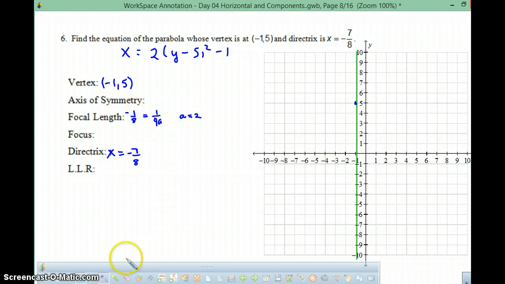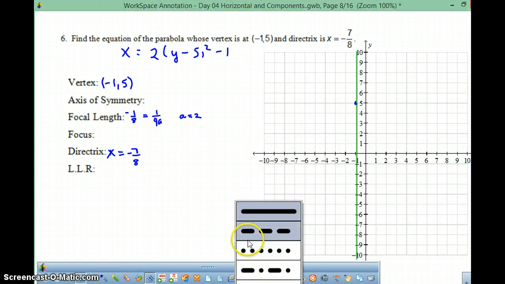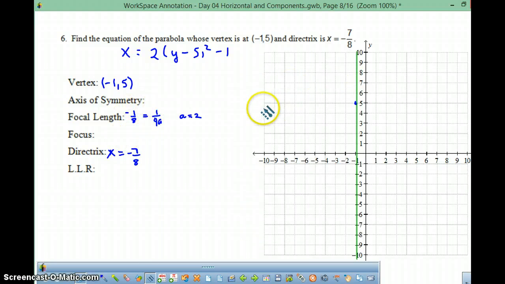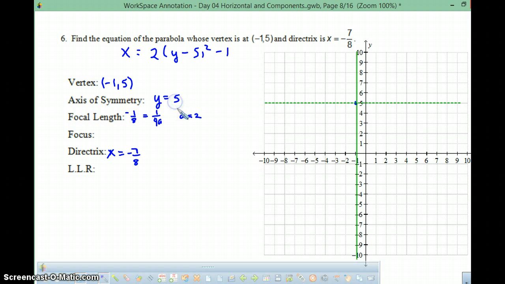Okay, axis of symmetry. Axis of symmetry is going to go right down the middle. That's going to be, is it going to be x equals or y equals? Y like the sky, y like the horizon. It's y equals 5. The focus is going to be one focal length this way. We know the y coordinate has to be 5. We started at -1. We're going one focal length this way, so it better be -9/8.